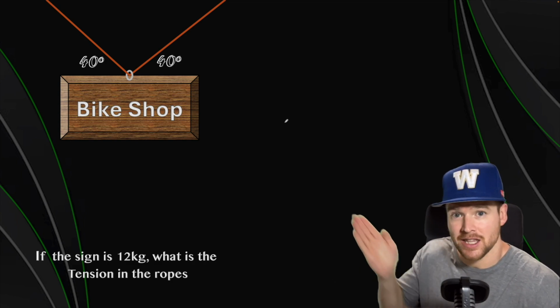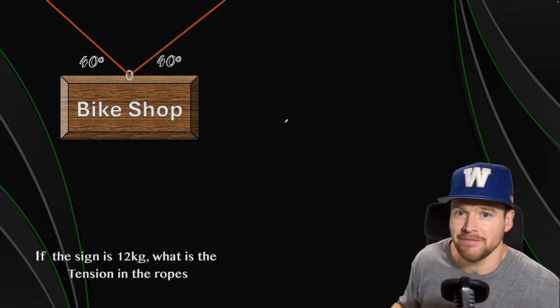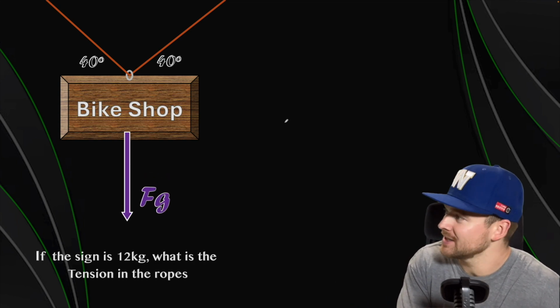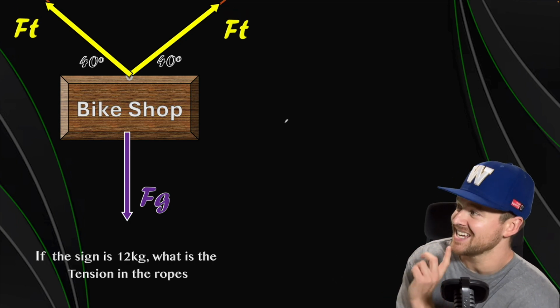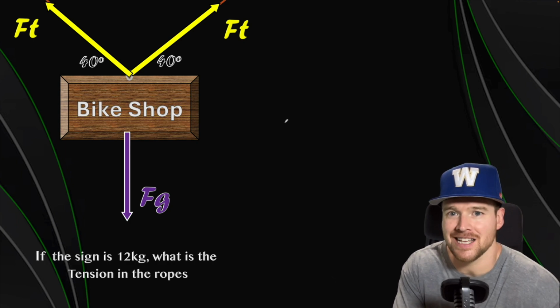Okay, what's the tension in this one? What's the tension in this one? Let's see what they are. Where to begin? Free body diagram. Gravity's going to be pulling it down, and then we have two ropes now, so we're going to have tension coming this way, tension going that way as well, and that's going to be all the forces on our sign.